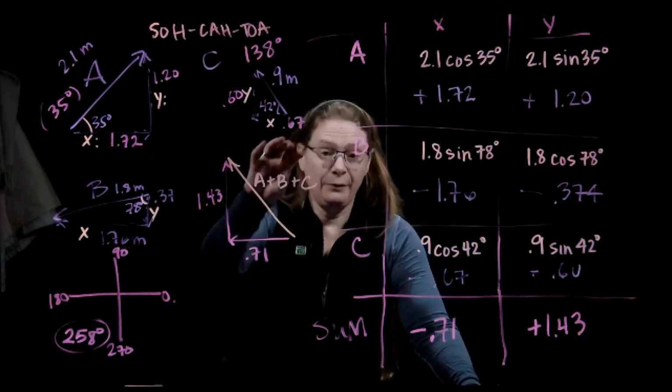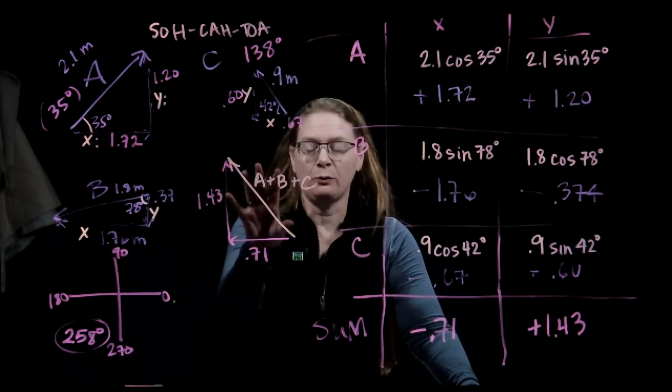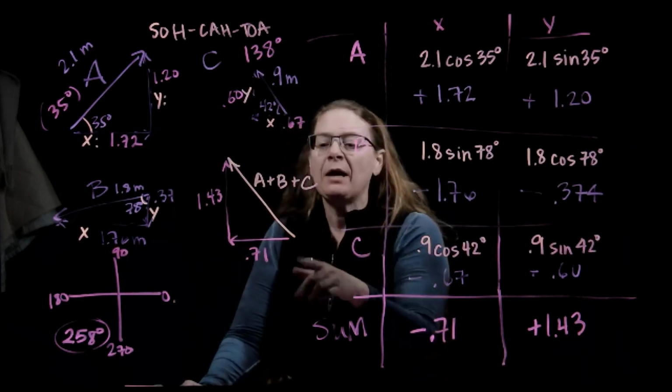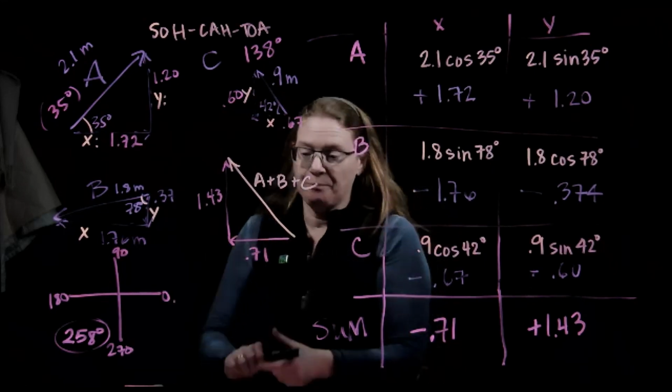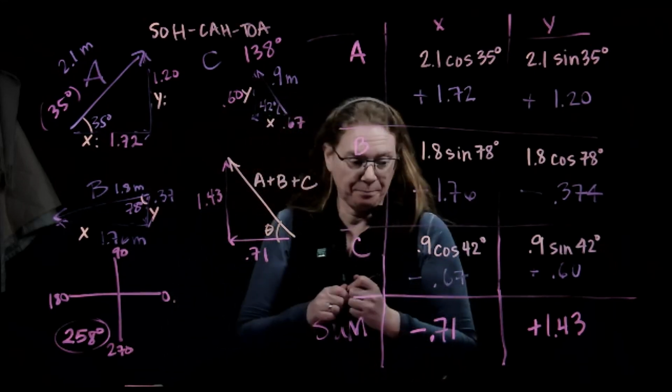Now, that's the vector. We want that vector. We don't want it in component form. We want it in vector form, which means we need to know the magnitude, the size, which is the hypotenuse, and we need to know the angle that it's at. So I need to know the angle and I need to know the hypotenuse.